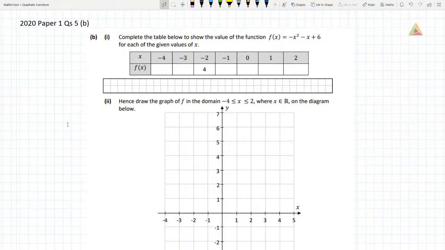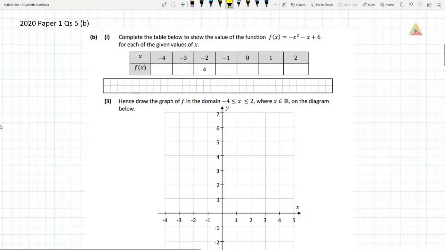Part B, part 1 says: complete the table below to show the value of the function f of x is equal to minus x squared minus x plus 6 for each of the given values of x. So we want to get a table of values, and they're not really giving us any space to do the working. So that's telling me that I'm going to be doing this on my calculator.